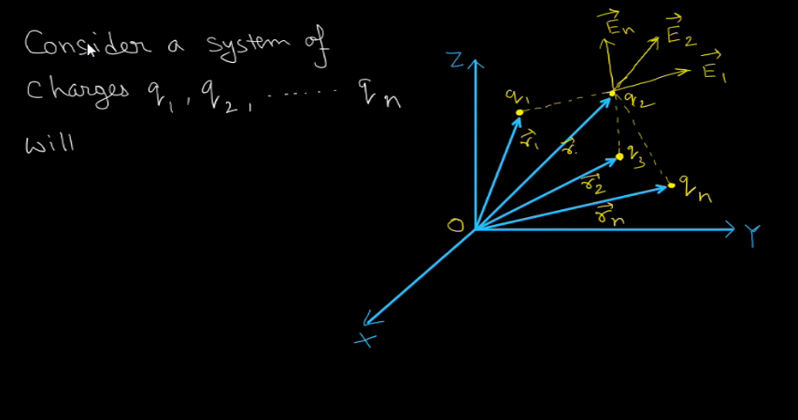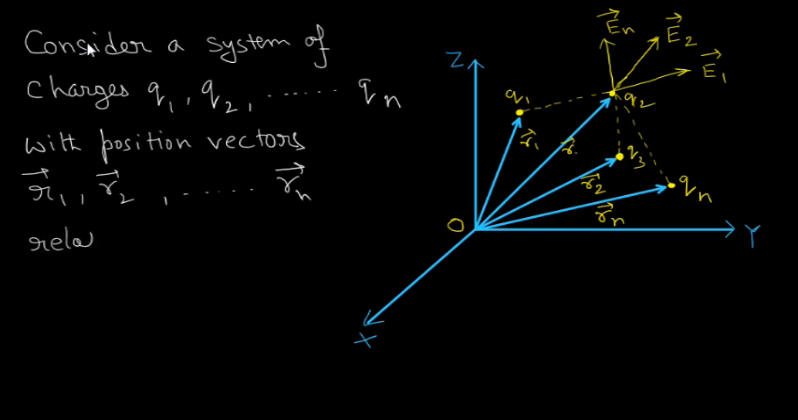With position vectors r1, r2, ... rn relative to origin. The electric field produced in the system surrounding the charges, we will find out the resultant electric field produced in this system.